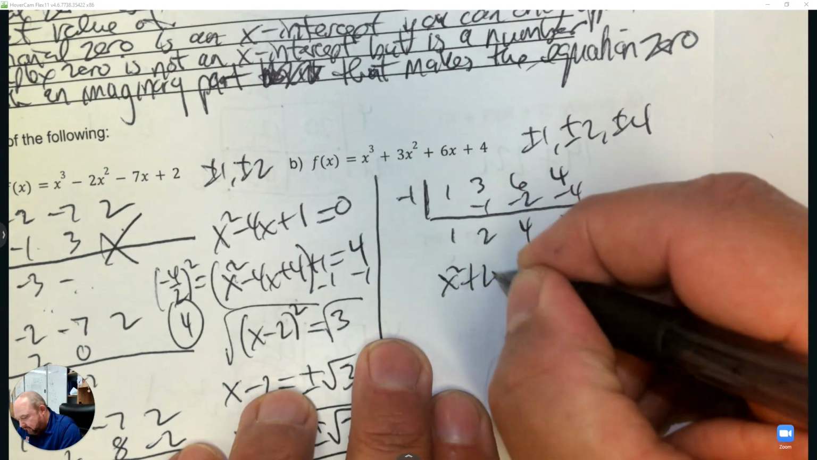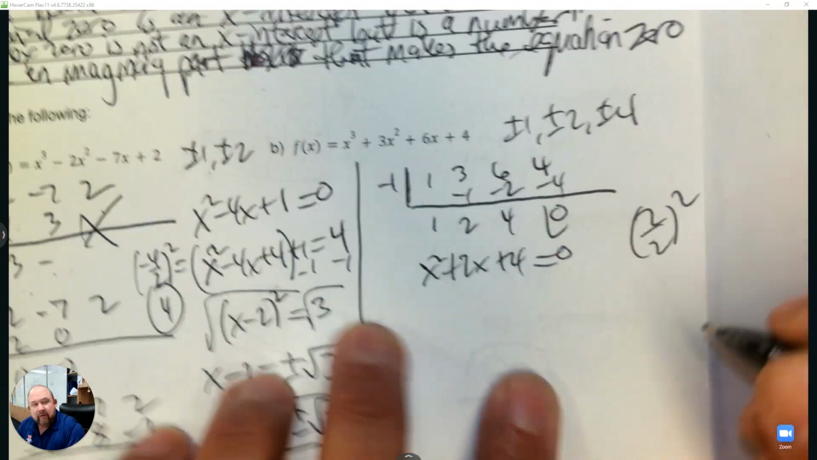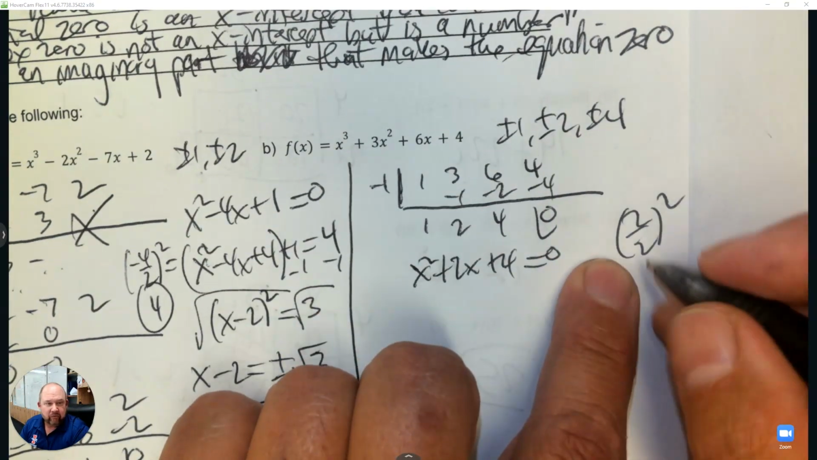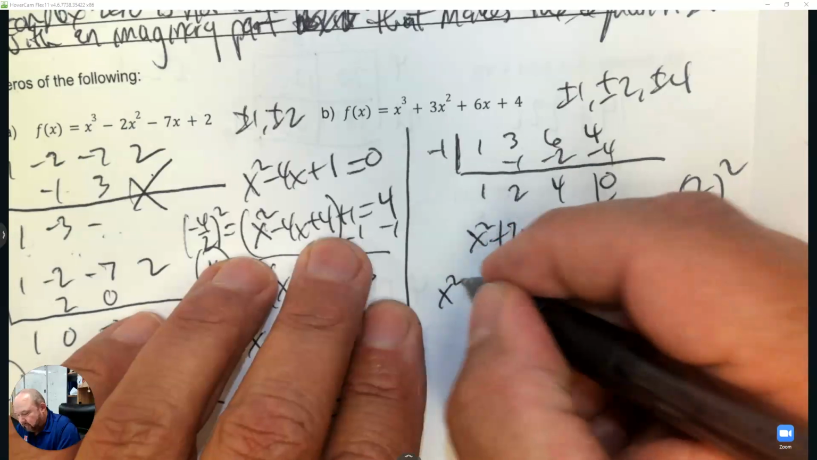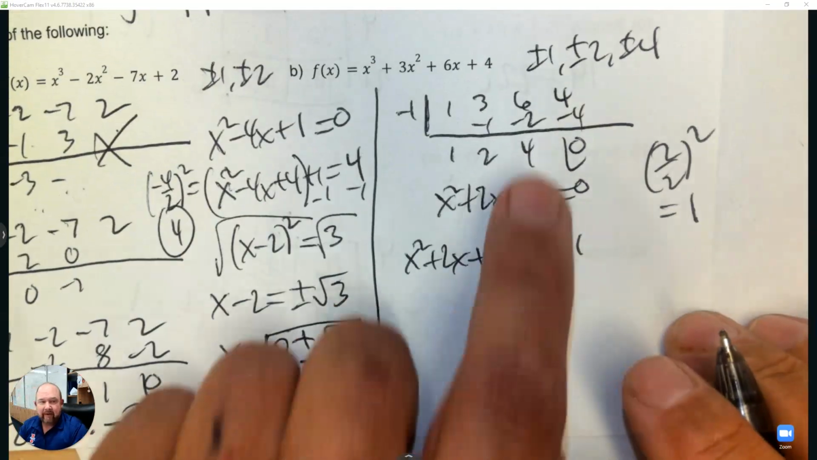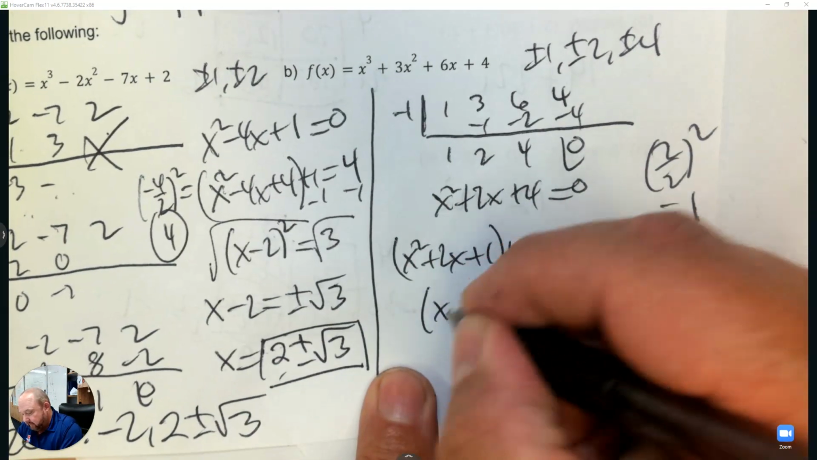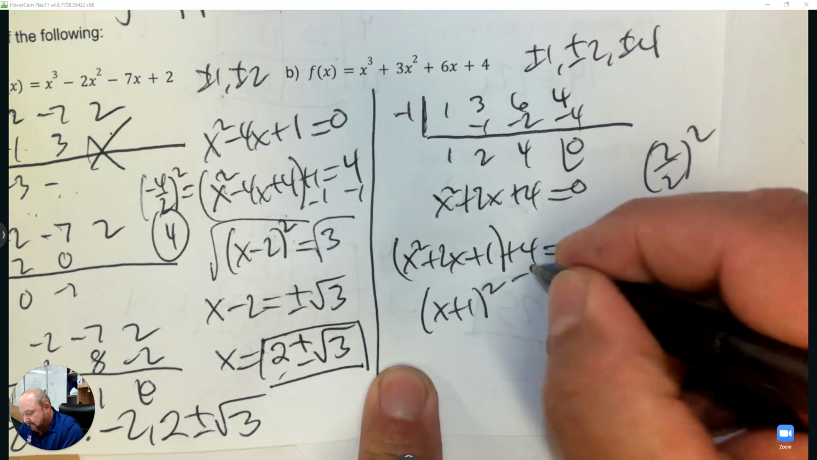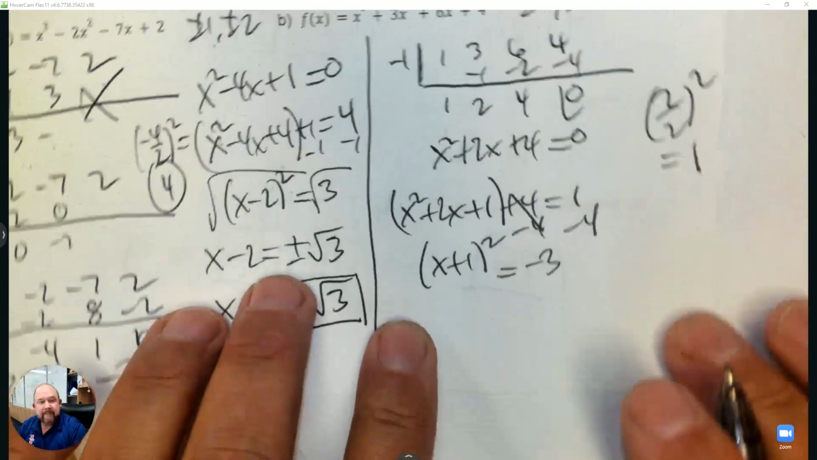X squared plus 2x plus 4. Again, I'm going to complete the square. So I'm going to go 2 divided by 2, squared. That's 1. I'm going to add 1 to both sides. So x squared plus 2x plus 1 on both sides, and again, 0 plus 1 is 1. The first 3 terms factor to x plus 1, x plus 1. And then I'm going to subtract 4 to get negative 3.